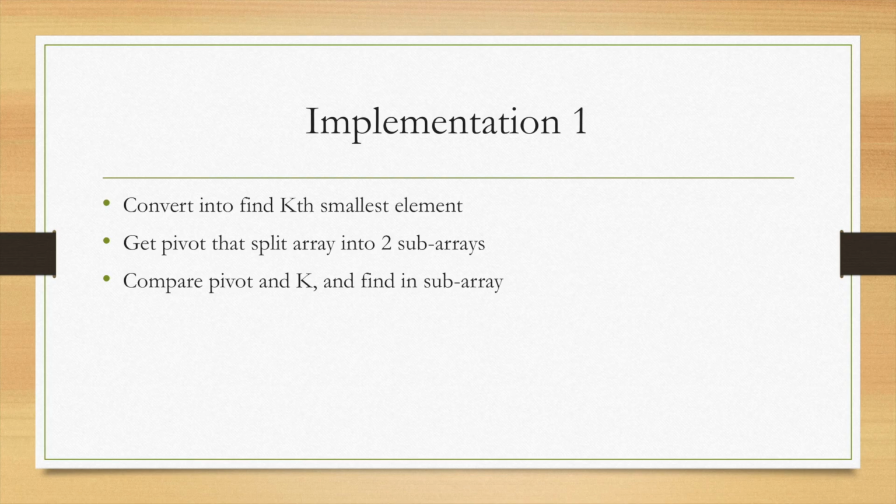Let's see how to implement this method. There are 2 ways I can show today, and for the first solution, we have 3 steps. First, to make this question simpler, we convert it into finding the k-th smallest element. Then we get a pivot that splits the array into 2 subarrays. The last step is to compare the pivot and k, and if it's k, return, otherwise search in the subarray. Now let's demonstrate how it works.